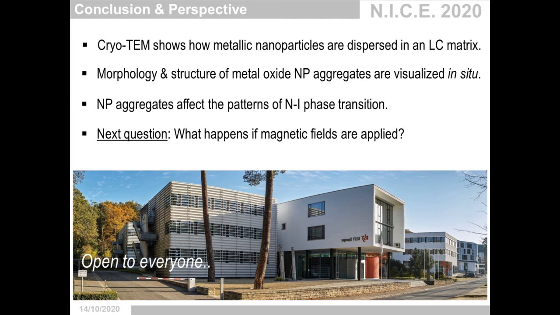In conclusion, this work reveals, using cryo-TEM, how metallic nanoparticles are dispersed in an LC matrix, so that the morphology, structure, and size of the metal oxide nanoparticle aggregates are visualized in situ. And finally, we see that the NP aggregates affect the patterns of NI phase transition. For future study, the effects of the magnetic field on the agglomerate structure and the phase transition behavior can be investigated.